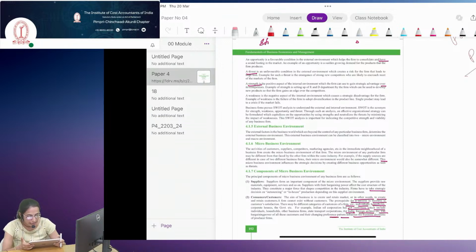A weakness is the negative aspect of the internal environment which causes a strategic disadvantage for the firm. Examples of weakness is the failure of the firm to adopt diversification in the product line. See, if I am producing only one single product and any other competitor comes in, he brings same product in the market with more quality and reasonable price than my product. What will happen? My product sales will decline, the demand will be less, and in turn I will get into losses.